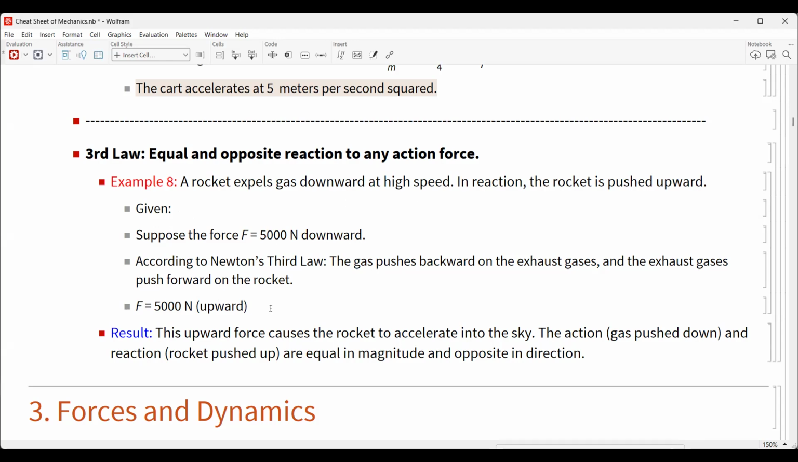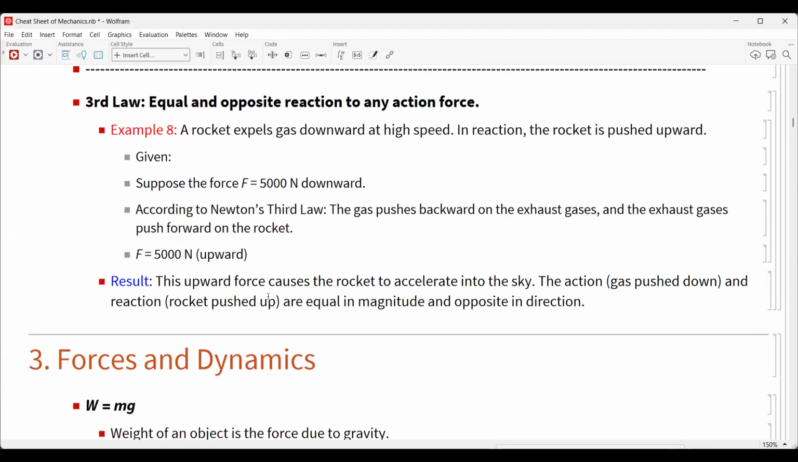So this upward force causes the rocket to accelerate into the sky. The action, gas pushed downward, and the reaction, rocket pushed up, are equal in magnitude and opposite in direction.